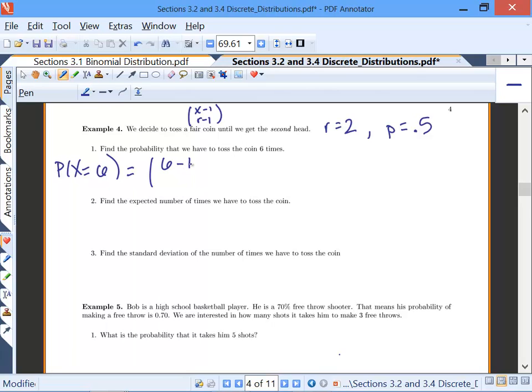and r is the number of heads I want. I want 2 heads, so 2 minus 1. And then the next part is, how many successes do I want? I want 2 successes, so the probability of getting a head is 0.5, and I need to get that twice. And then the probability of getting something that's not a head is 1 minus 0.5, so 0.5, and I need that 4 times. So just like the binomial, they need to add up to 6.